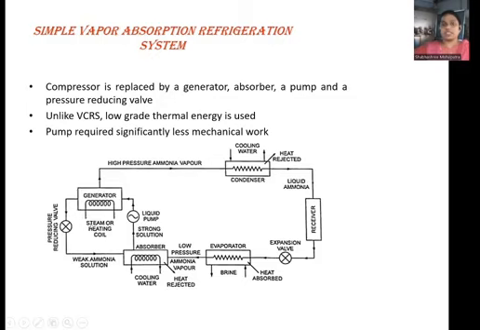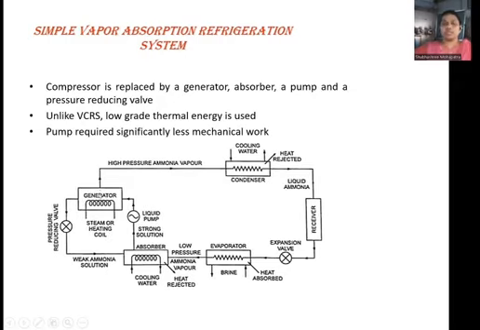At the generator, we are providing low-grade thermal energy to heat the strong solution. As the solution is heated, the refrigerant gets released from the solution and goes to the condenser. From the condenser, it will release the latent heat and through the expansion valve, it will again go to the evaporator to absorb the latent heat.